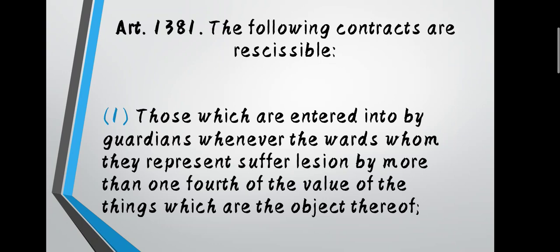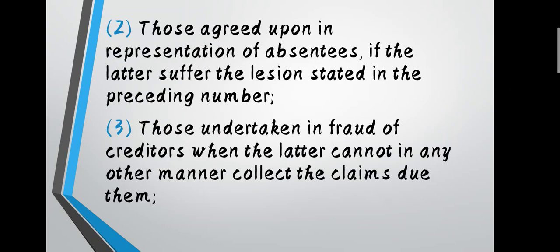Ayun nga, sinabi na dyan. Number 2 naman, those agreed upon in representation of absentees, if the latter suffer the lesion stated in the preceding number. Number 3, those undertaken in fraud of creditors when the latter cannot in any other manner collect the claims due them.